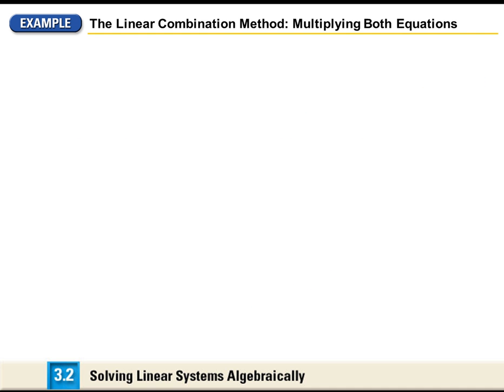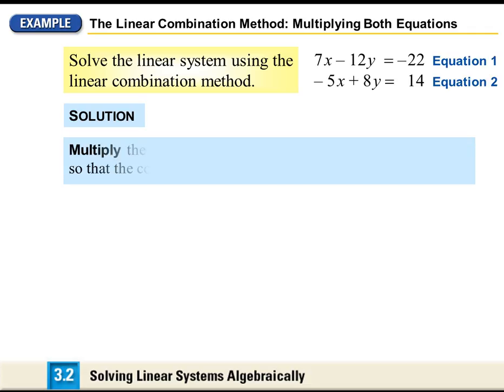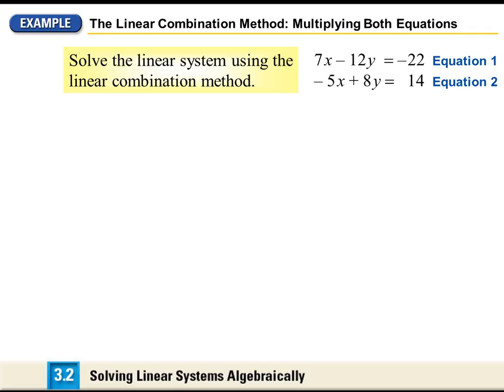Okay. What about one like that? Now this time, it's a little tougher, because I can't just multiply one equation this time. I've got to multiply them both. There's nothing I can multiply 8 by to get 12, other than a fraction. I don't want to do that. Or I could multiply 5 by to get 7. I'm going to have to multiply both equations by something, but I want to choose the smallest numbers I can.